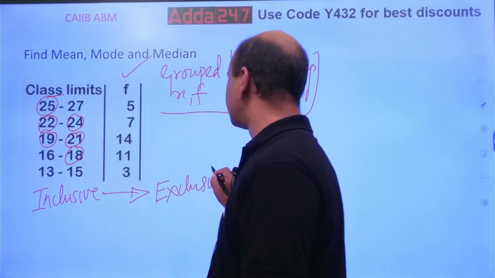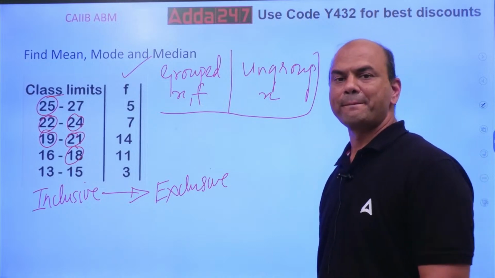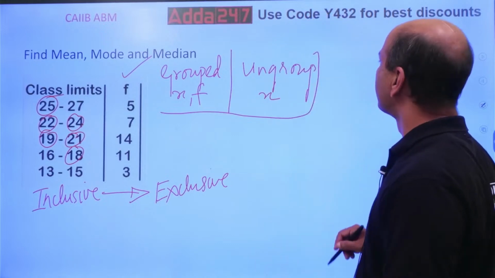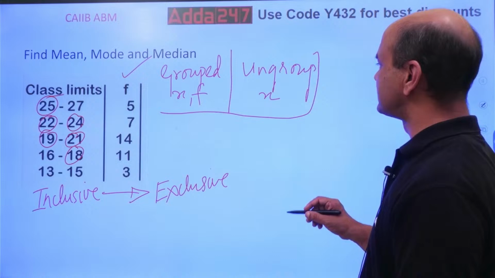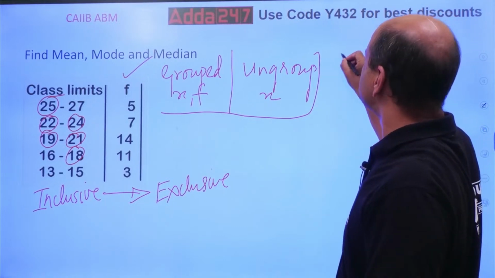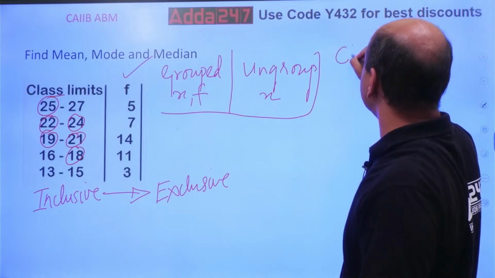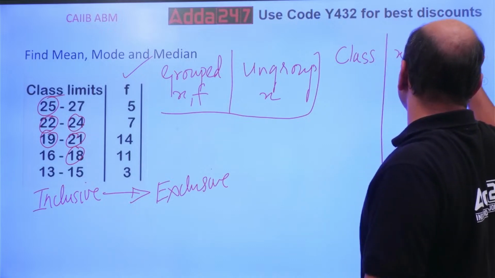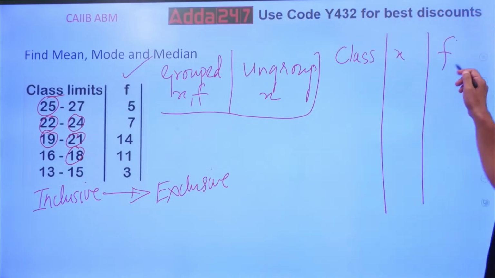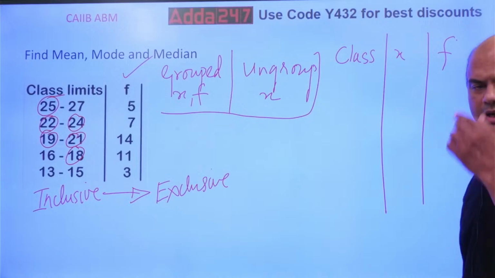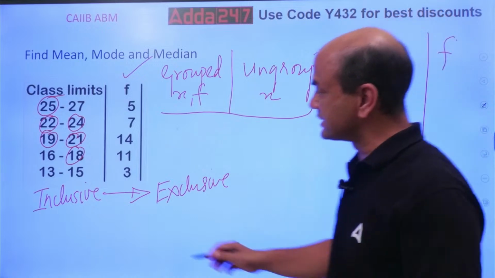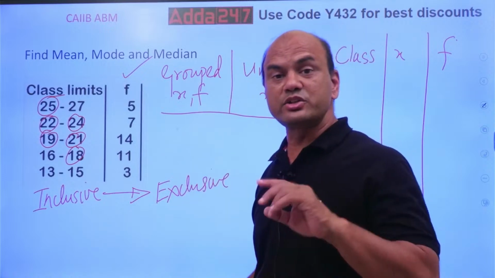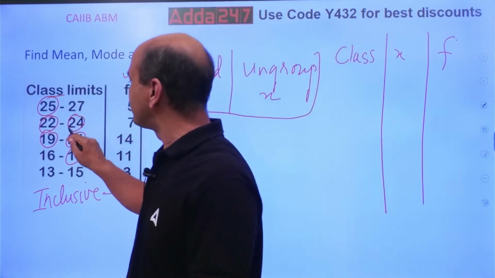How will you convert inclusive to exclusive? See this, I'll show you over here. So, let's write this. We'll call this class. Two things we'll do. Class, and in second, I'll write X. And then I'll write F, frequency, at the end. Frequency is given, let's write it at the end. Now this class, I'll directly write the exclusive class. See here, this is inclusive. You are easily able to understand this. Now exclusive means your end should match. This 24 should match with this 25.